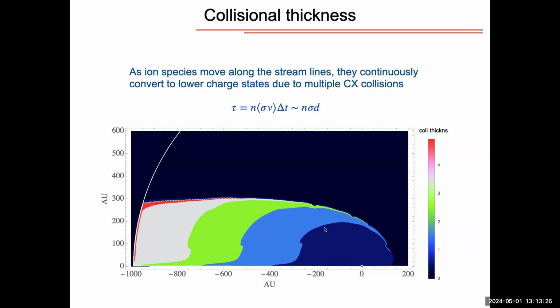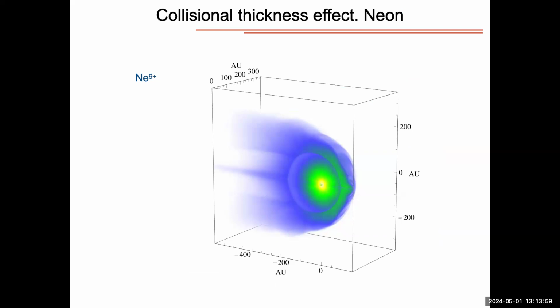So up to here, you expect roughly 1 collision, down to here, 2 collisions, 3 collisions, 4 collisions. So an ion with charge Q becomes Q minus 1, Q minus 2, Q minus 3, and Q minus 4 at those boundaries. Of course, that's the ensemble average. I'm not saying that it's exactly 1, but that explains you. It's essentially like the optical depth, but the collision depth for the charge exchange. And in particular, I want to illustrate this collisional thickness effect on the evolution of neon.